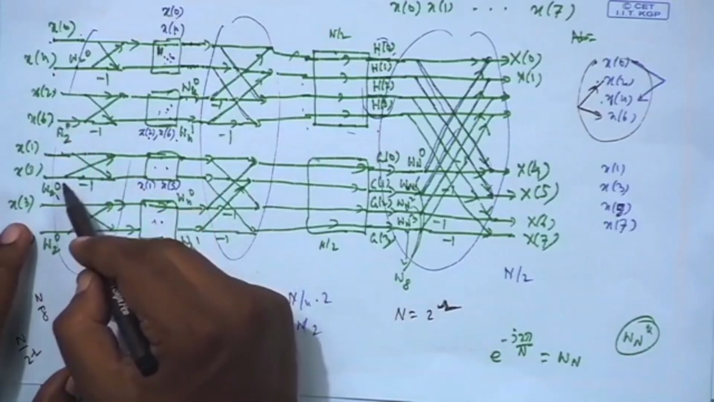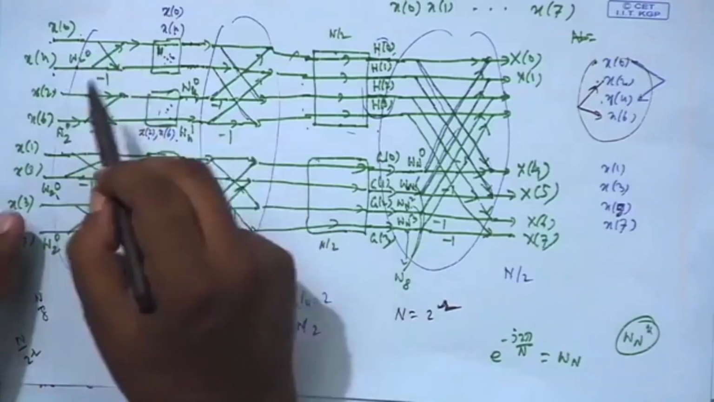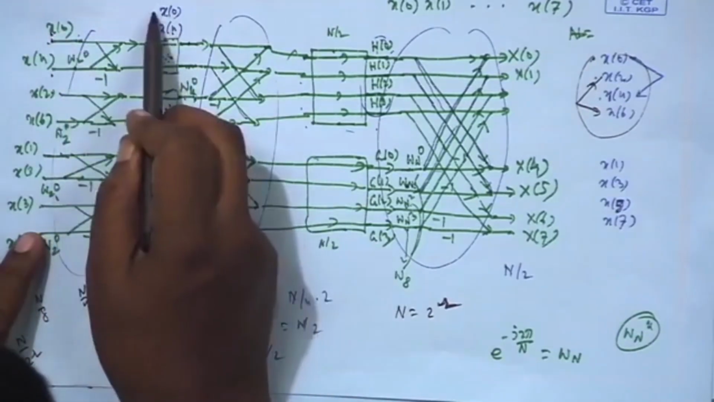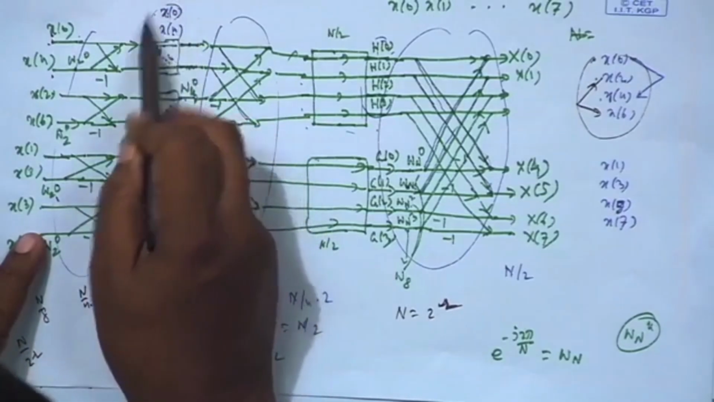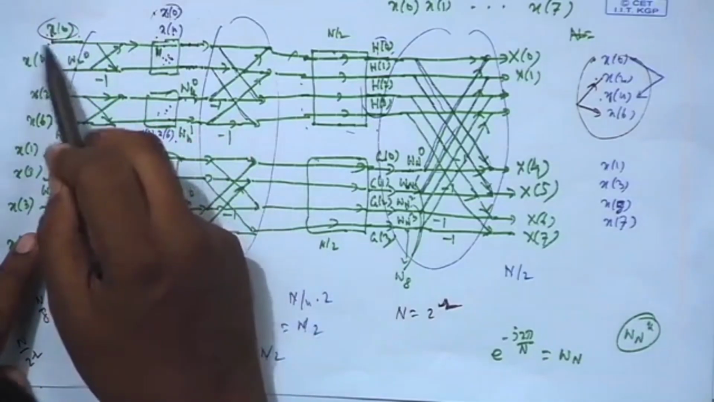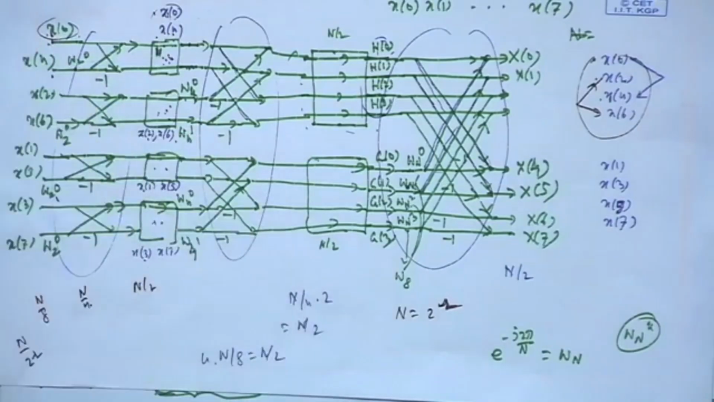Then again this was broken into n by 8, n by 8, n by 8, n by 8, n by 8, n by 8, n by 8, n by 8, till the point I get a 1 point sequence. So, x 0, x 4: it was length 2, x 0 is the even point, x 4 is the odd point. So, I got x 0 the only point, x 4 the only point. So, it is a 1 point sequence. Then only I can stop.